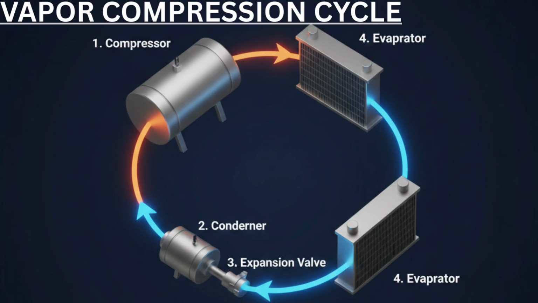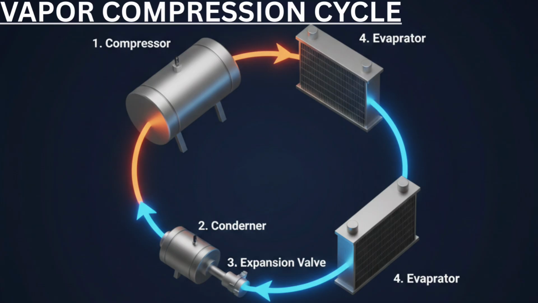Vapor compression cycle. On this slide, you can see a closed-loop refrigeration system with four main components. These are compressor, condenser, expansion valve, evaporator. This system is called the vapor compression refrigeration cycle. The refrigerant continuously circulates through these four components in a closed loop. Notice the color coding in the diagram. The orange side represents the high pressure, high temperature region. The blue side represents the low pressure, low temperature region.